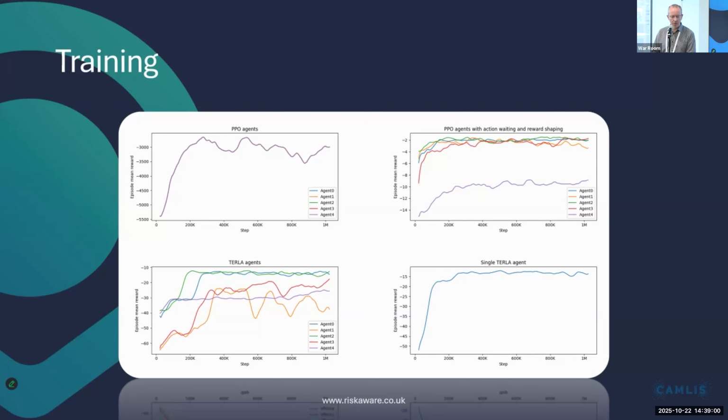In the bottom left-hand corner, you can see that we trained a set of TERLA agents, 1 in each network segment. You can see them exploring the policy throughout the training process there.